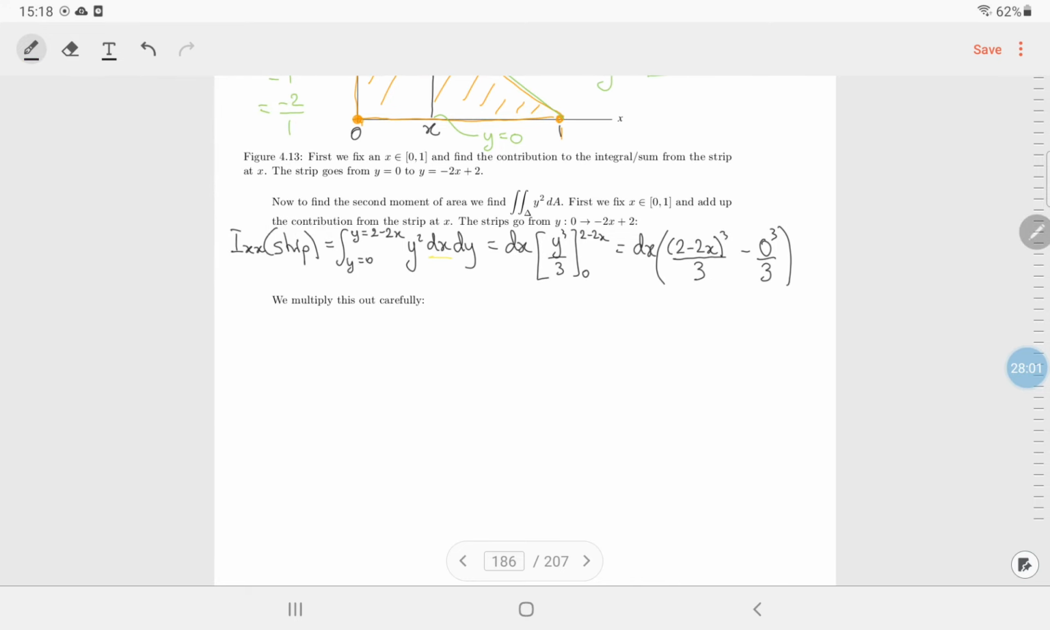So to multiply out (2 minus 2x) cubed, I'll first do (2 minus 2x) by (2 minus 2x). So I get 2 by 2 is 4. 2 by minus 2x is minus 4x. Minus 2x by 2 is minus 4x. And minus 2x by minus 2x is plus 4x squared, which I can tidy up slightly by saying it's 4 minus 8x plus 4x squared. Now, if I want to find (2 minus 2x) cubed, I need to multiply that by 2 minus 2x.